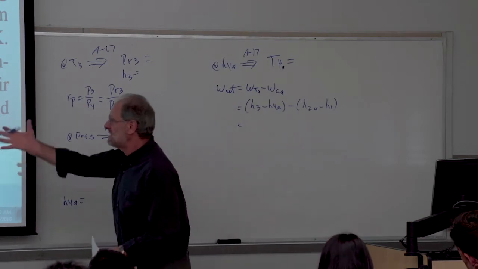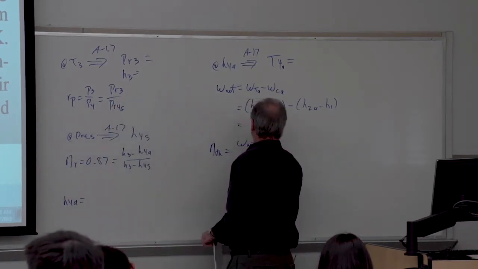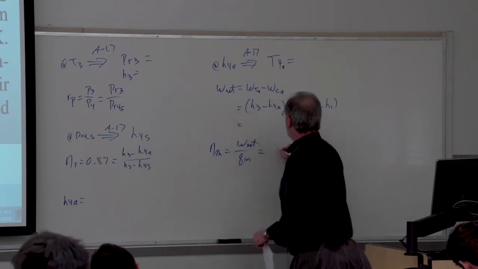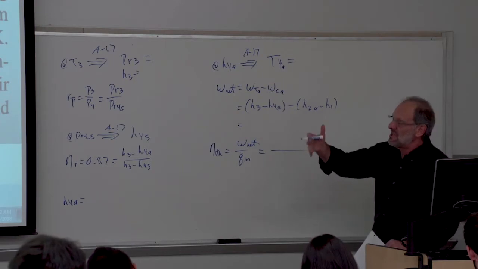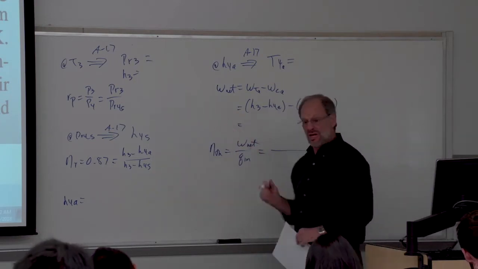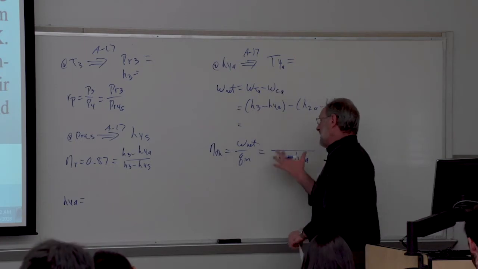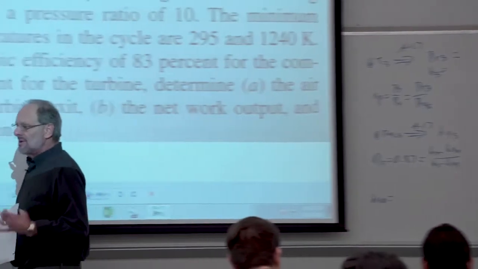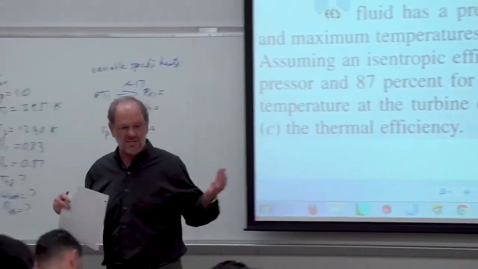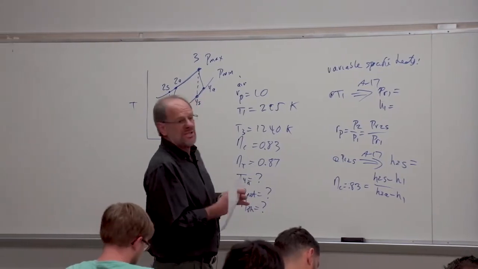And then last but not least, the thermal efficiency should be pretty straightforward. Just the net work over the heat input. The net work we'll have from above. The heat input is just the heat input from points 2 to 3, which we know is just H3 minus H2A. So again, once we plug in all the numbers, we should be able to get that result. So hopefully you remember doing all of this in your previous thermodynamics class. So let's go through the numbers.